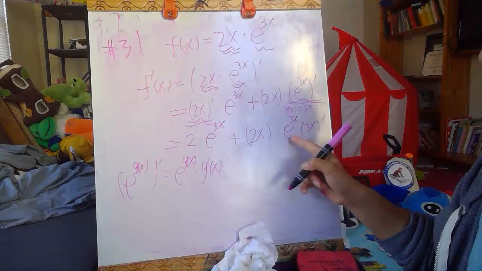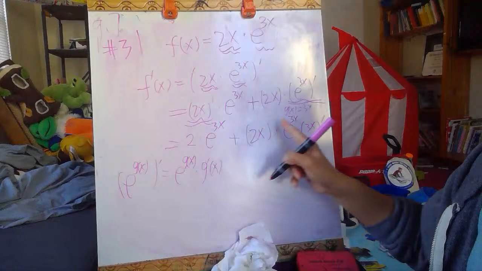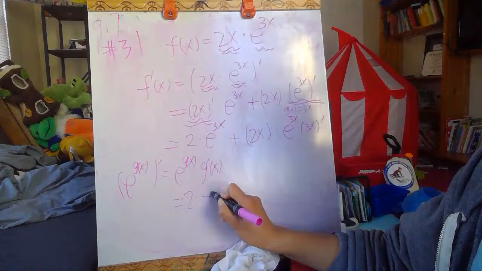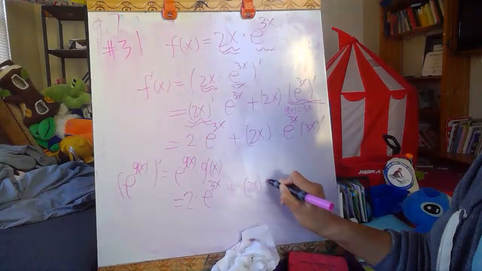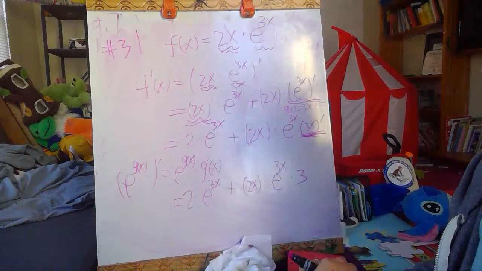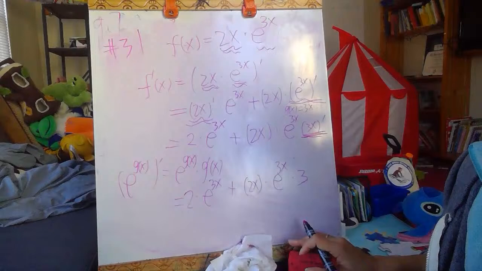For this derivative of e to 3x, we use this formula. Here, g of x is 3x. So e to g of x, 3x, times the derivative of g of x, 3x. So now you get 2 times e to 3x plus 2x times e to 3x. Here, what's the derivative of 3x? The derivative of 3x is 3. So we times 3. Okay? So this is problem 31. Do you understand, George?